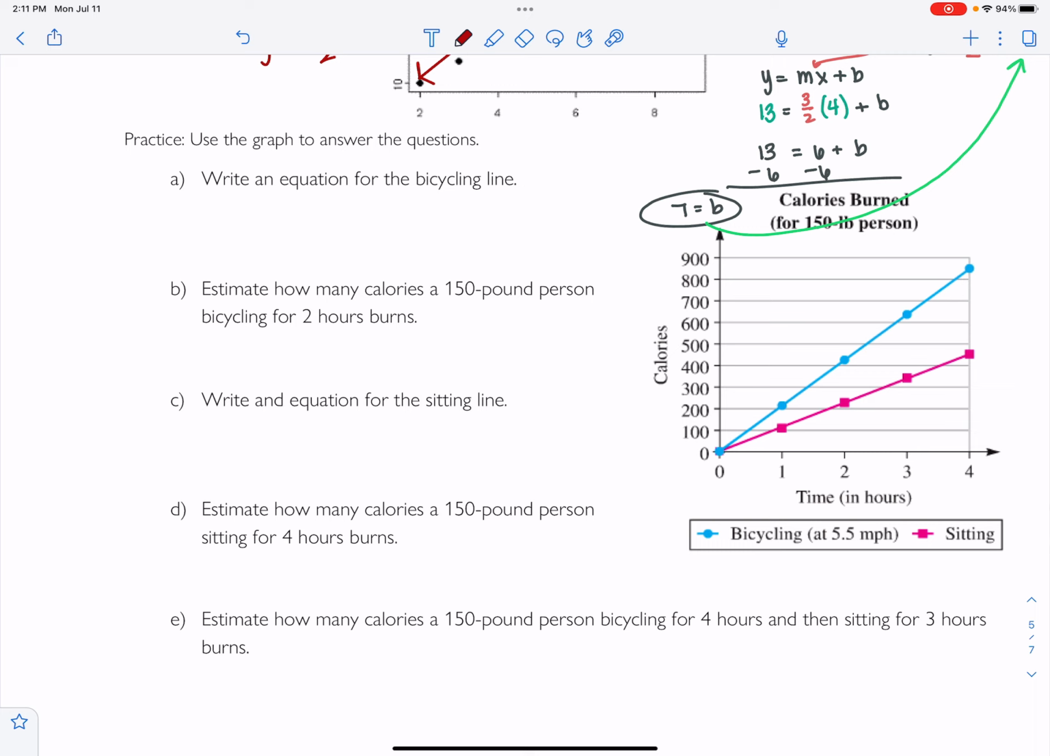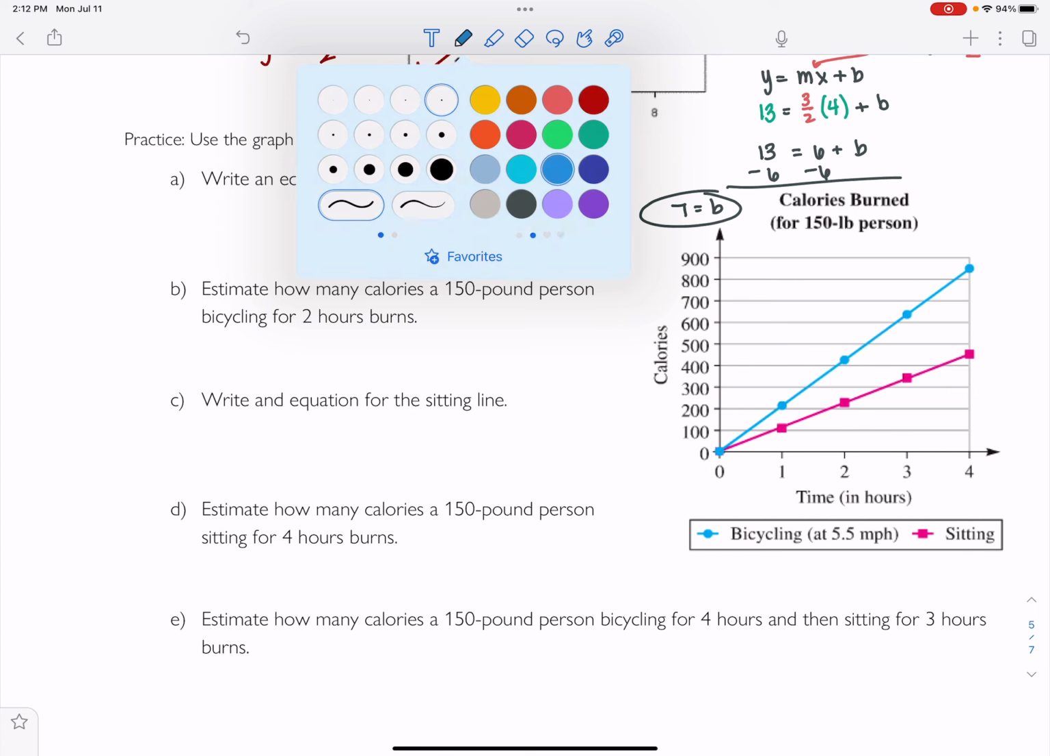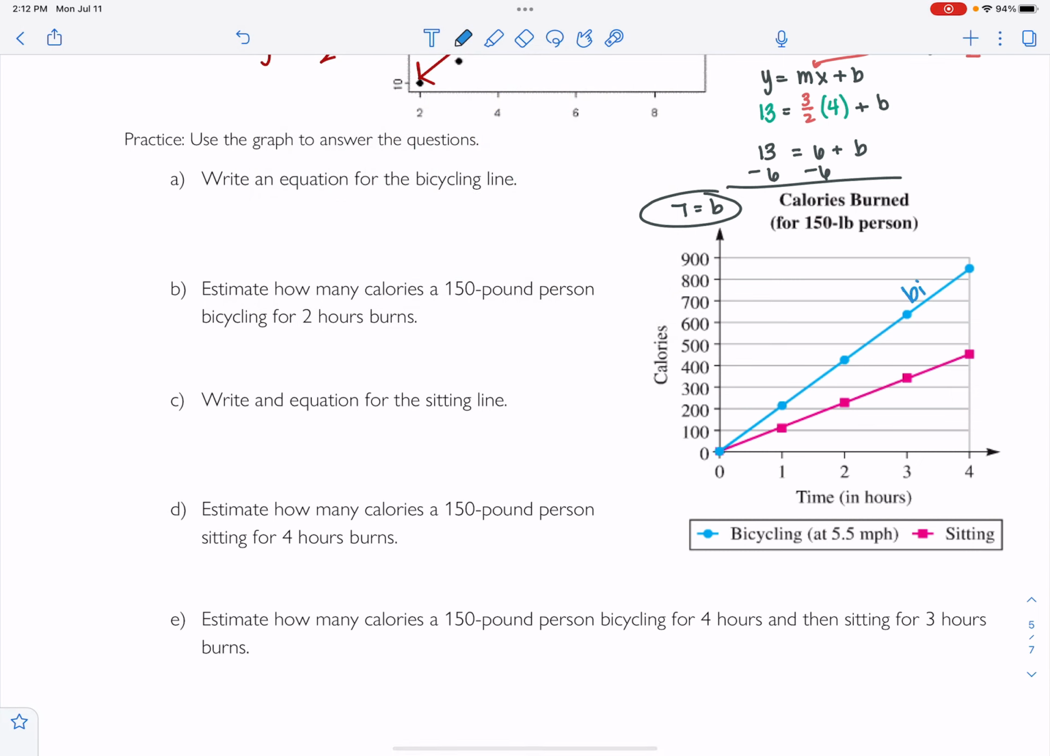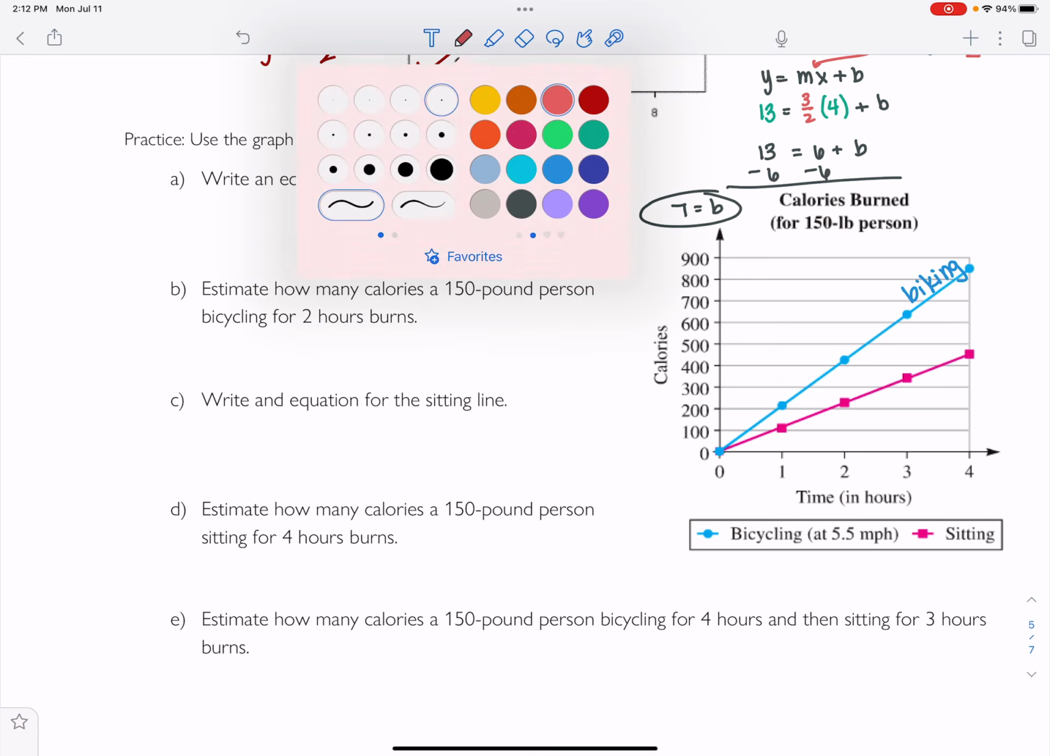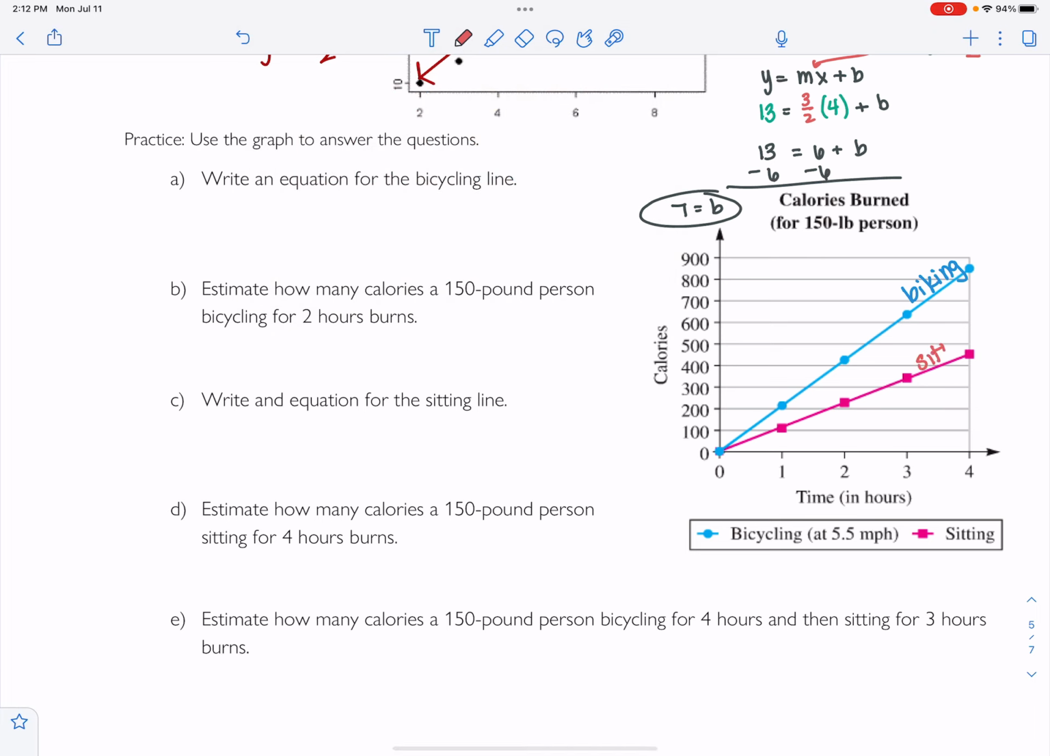All right, so here's our next example. The next example says, use the graph to answer the following questions. I've got calories burned for a 150-pound person, whether they are biking or sitting. And so biking is going to be the one on top. So just like before, if you don't have your graph in color, I would just go ahead and label these as biking and sitting.